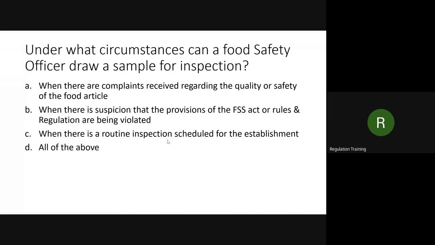Now, under what circumstances can a food safety officer draw a sample for inspection? I hope you will answer this. Under which circumstances? We have already discussed how a food safety officer will come to your premises to take a sample. What is forcing them to come to your premises to take sample? What might have happened?